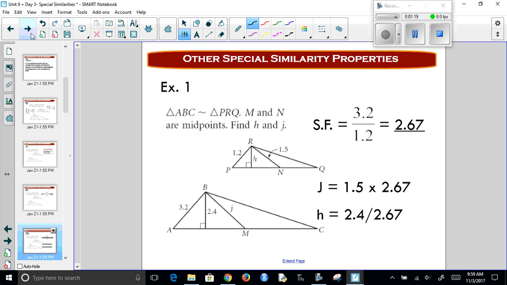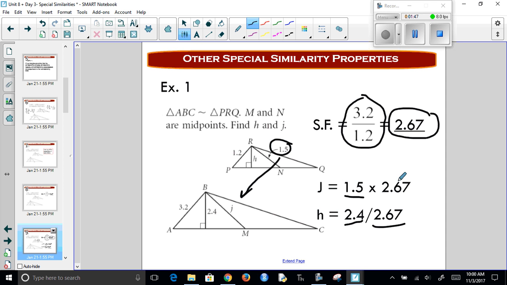Another way you can do it is we can use a scale factor. So when we know it's 3.2 over 1.2 for our scale factor, that's about 2.6 repeating. And so if I'm going to go from big to small, I want to divide by that number. So if I wanted to find H, I could go 2.4 divided by 2.67. If I wanted to go small to big, I just multiply by the scale factor. And a lot of people find that a lot easier than setting up the proportions.